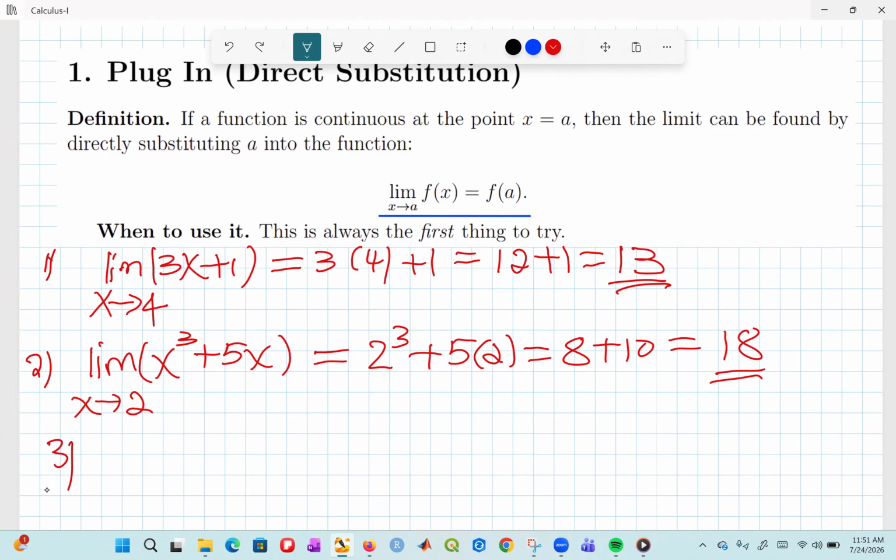Now this one is for you: the limit of the square root of x plus 3 as x approaches 9. Write the value of this one in the comment section.